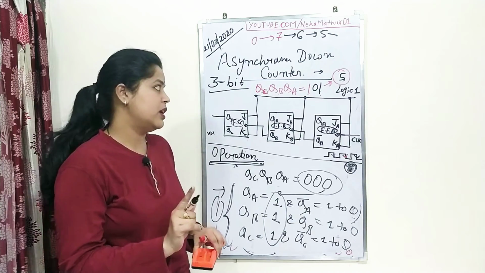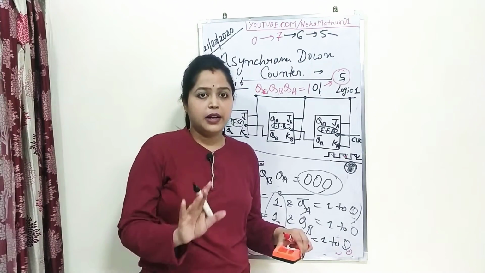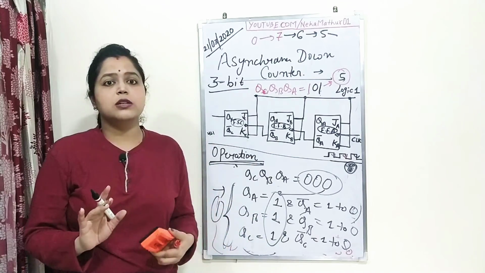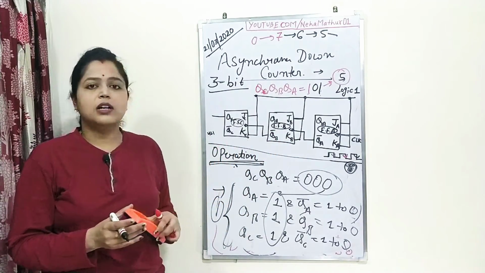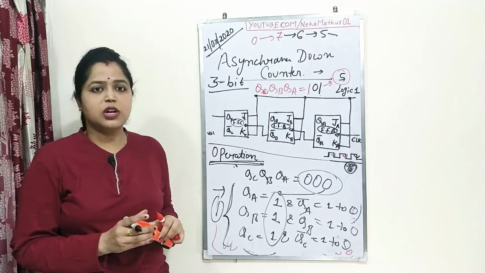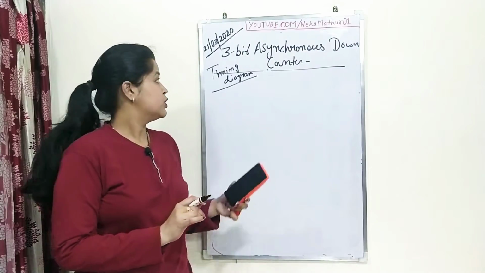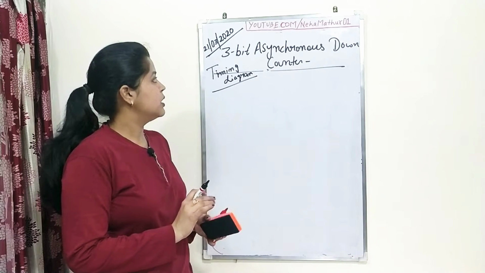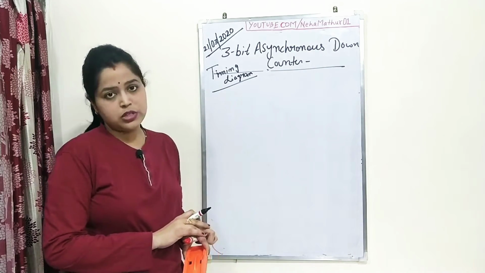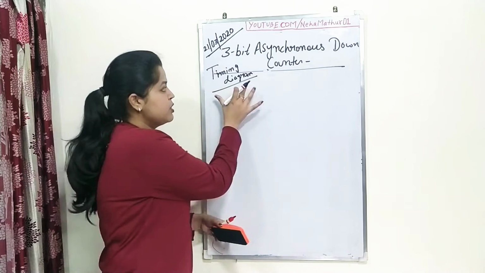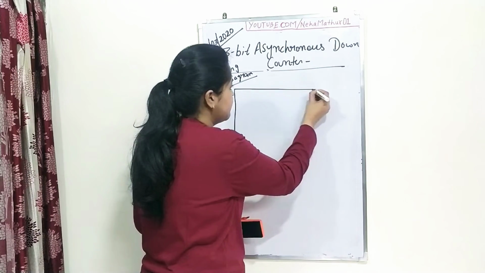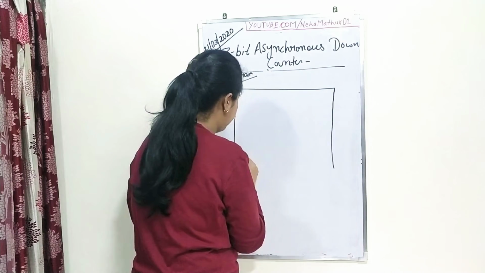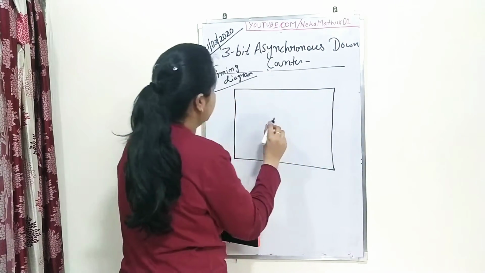One more important thing: for a complete idea, you must also have knowledge about the timing diagram of this. Now I will go with the timing diagram of the asynchronous down counter. So now I am going to draw the timing diagram of the 3-bit asynchronous down counter, but before starting this I am going to draw a table. If you are clear with the concept of this table, then it will be easy to draw the diagram.